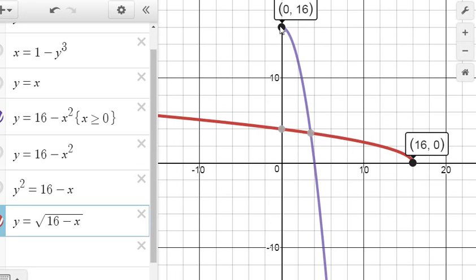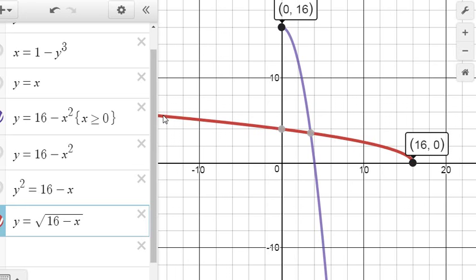Domain and range of f inverse. Do we really have to think about these two? No, they're just flip-flopping from what the domain and range were just a minute ago. So the domain and range are going to be negative infinity to 16 and from 0 to infinity. Beautiful. Let's take a look back and double check that, at least graphically speaking, that it matches.